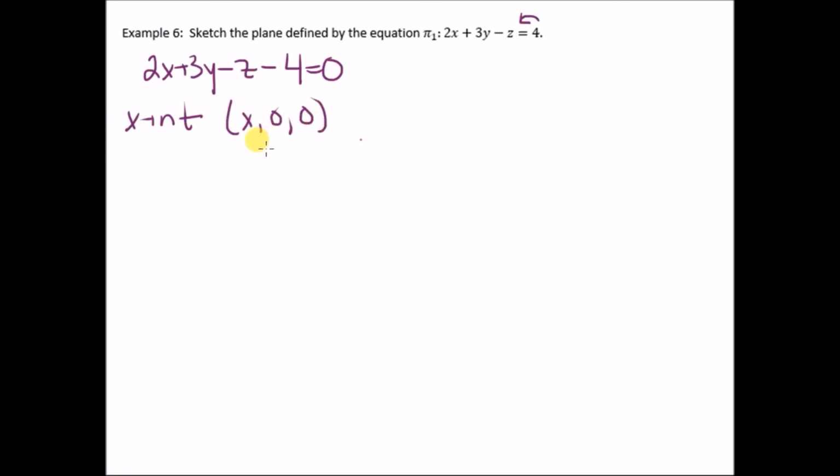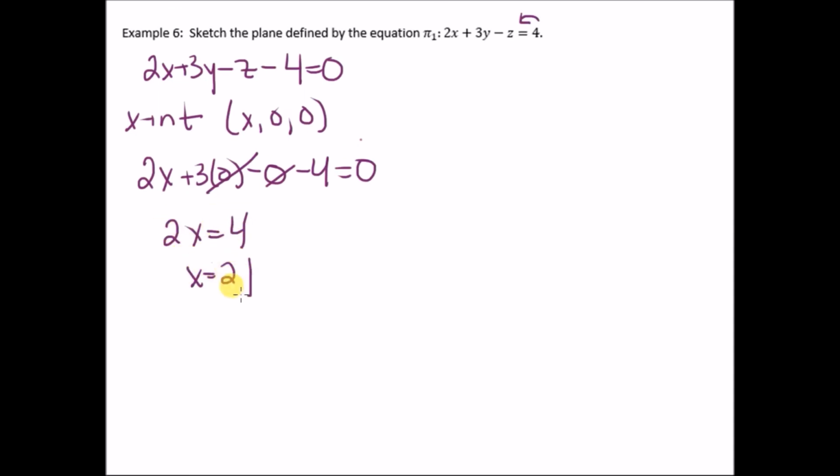All we want to do is find the x-intercept, where we sub 0 and 0 in for y and z. So let's go ahead and do that. We have 2x plus 3 times 0 minus 4, and those terms just go away. We have 2x equals 4, x equals 2. So our x-intercept is 2, 0, 0.